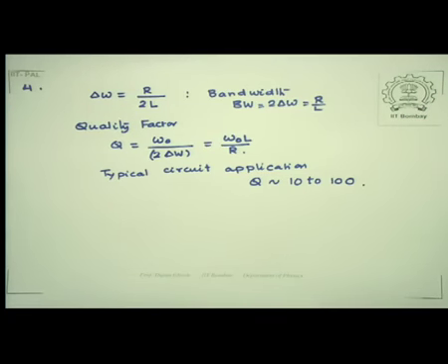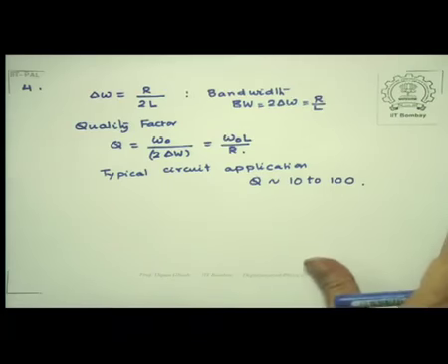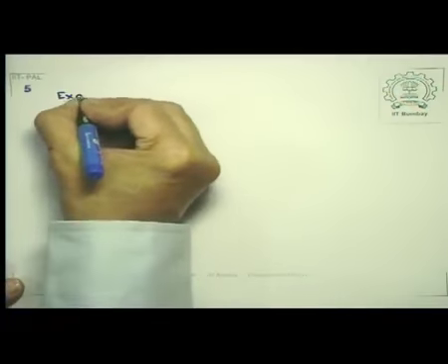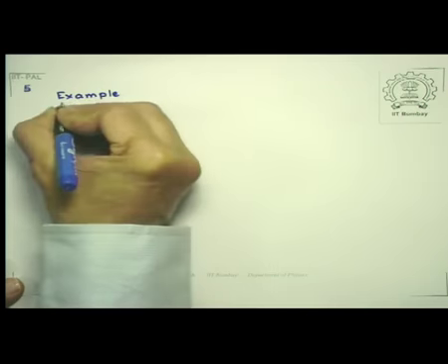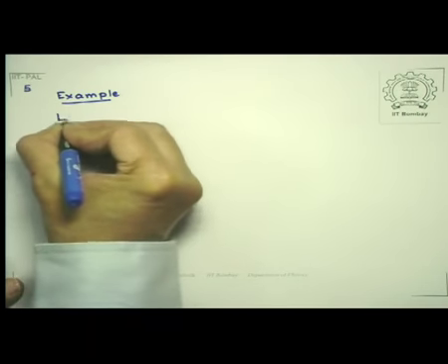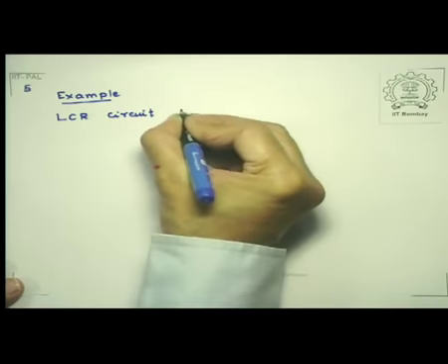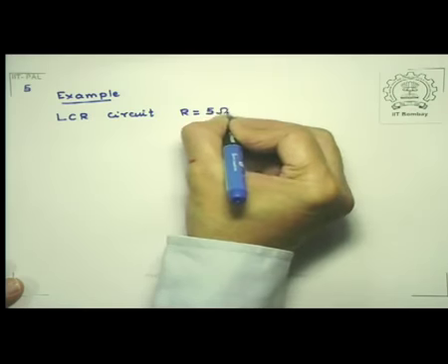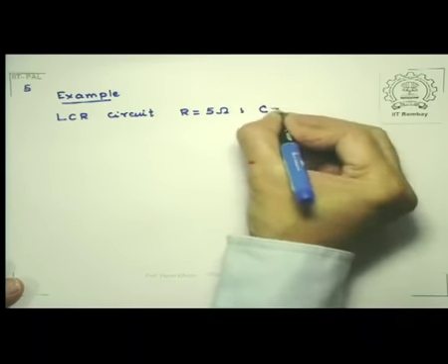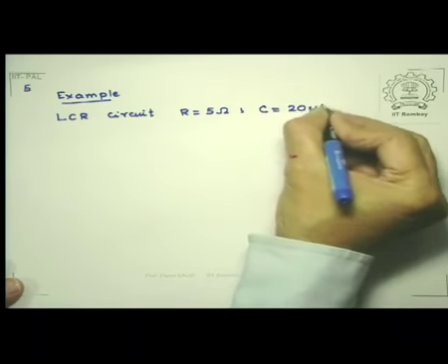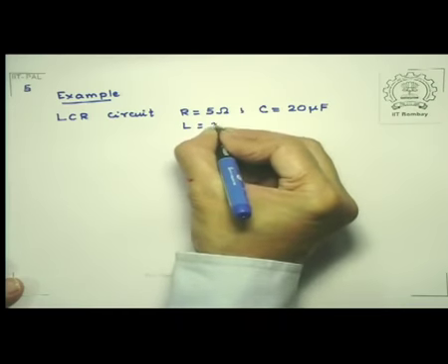I will illustrate these points using some examples. So let me first start with an example of an LCR circuit. So an LCR circuit has the following parameters: R is equal to 5 ohms, C is equal to 20 microfarad, and L is equal to 200 millihenry.